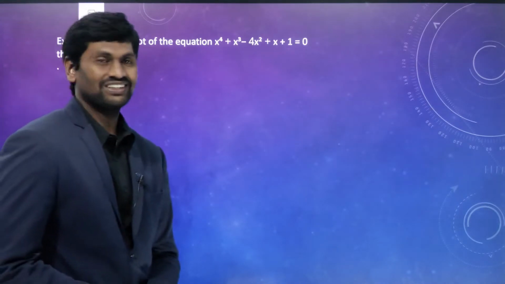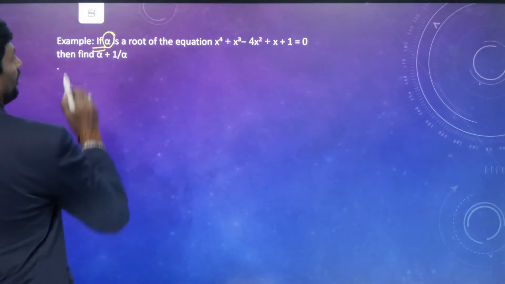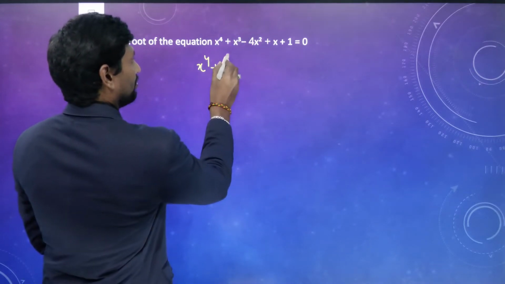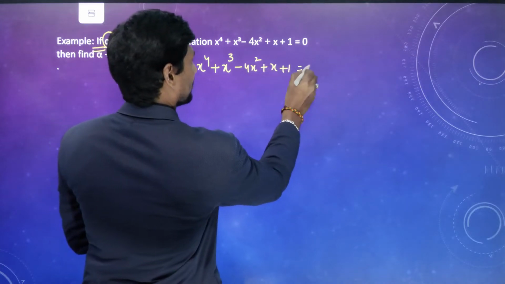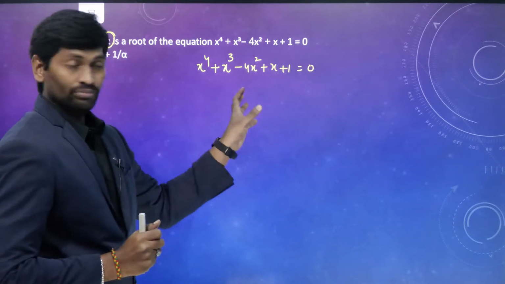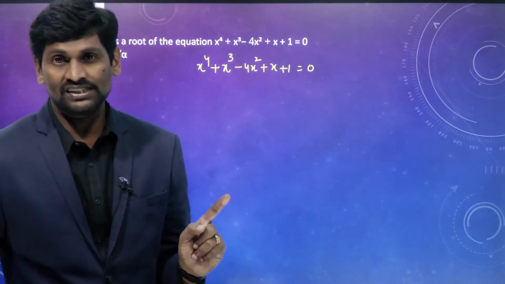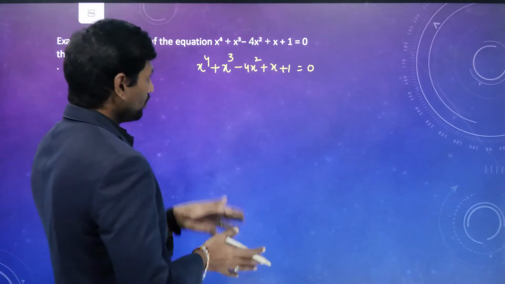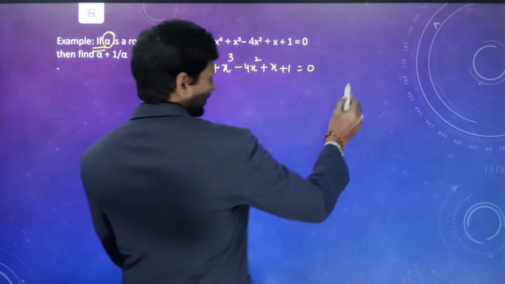Okay, sorry for that. Yeah, here. Let us see one example. If alpha is the root of the equation x power 4 plus x cube minus 4x square plus x plus 1 equals to 0. This is the polynomial or equation which has degree 4, the highest power is 4. That is nothing but a biquadratic equation. Now before going to find the solution of this equation, let us discuss 2 points.